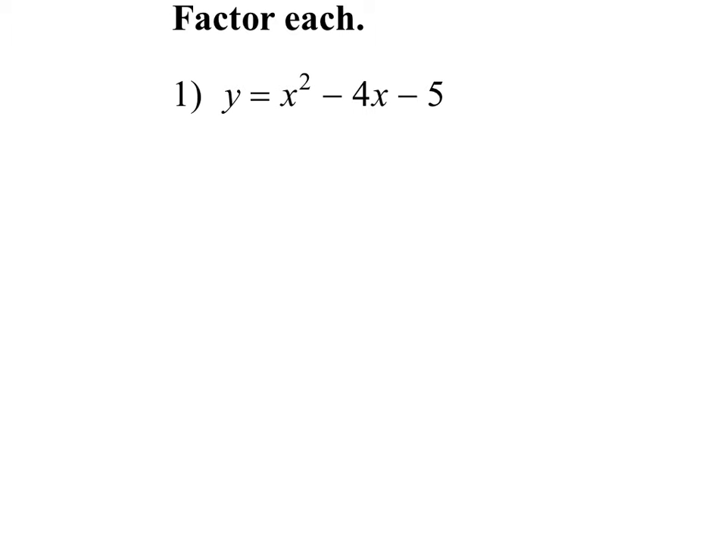So to factor this, we need two numbers that multiply and give us -5 and add up to -4. So they have to multiply and give us the last number and add to the middle number. What are two numbers that multiply and give us -5 that add to -4? -5 and 1. Awesome, -5 and +1.